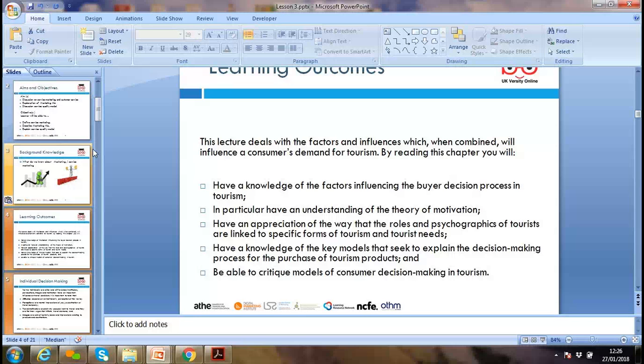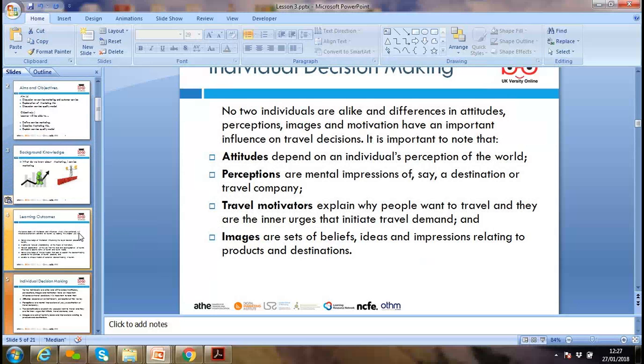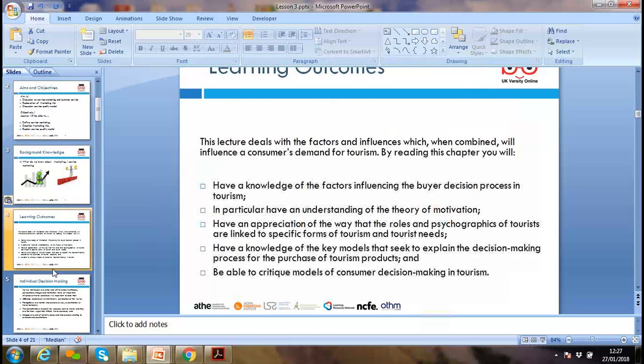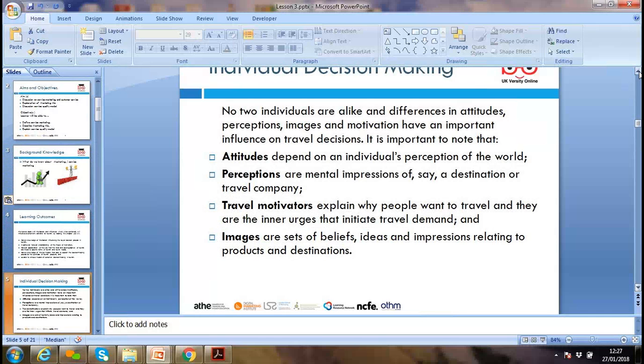We will also go through how roles and psychographic tourist types are linked to the specific forms of tourism and tourist needs, and have knowledge about the key models that seek to explain the decision-making process for the purchase of the tourism product, and be able to critique different models of consumer decision making. That is what we'll try to discuss today. That will cover our overall LO3, which we're supposed to address today.